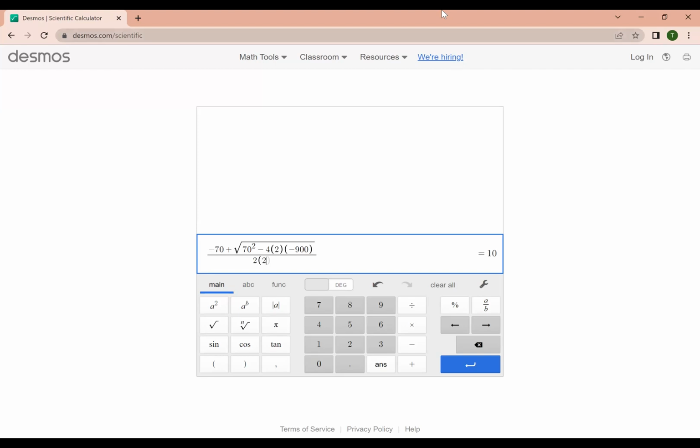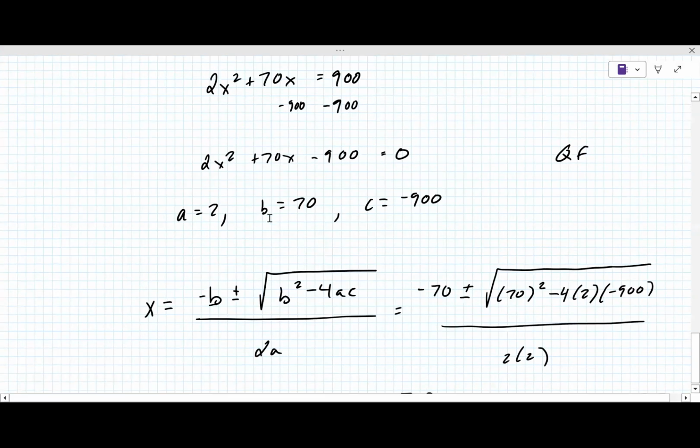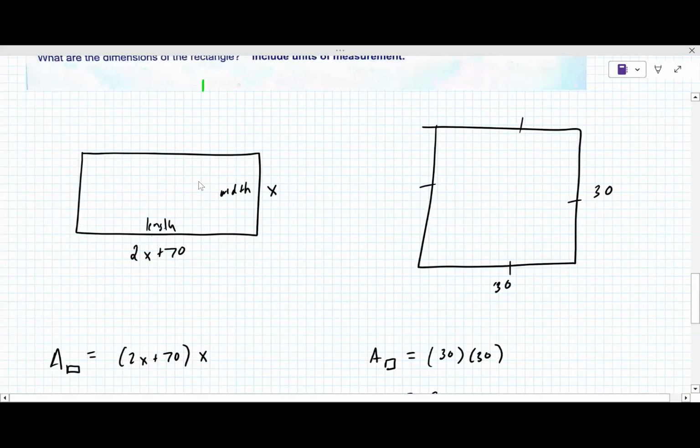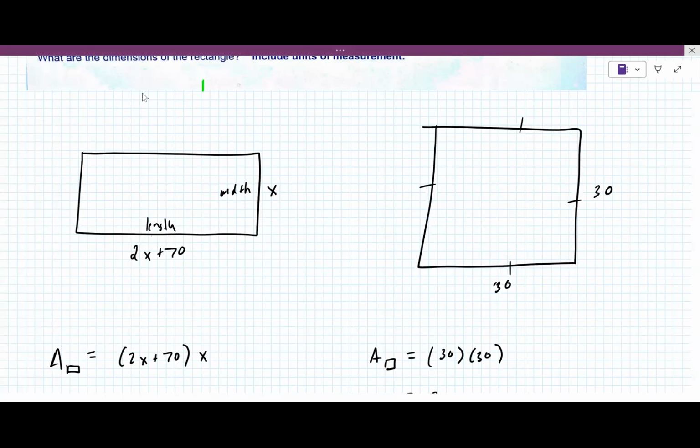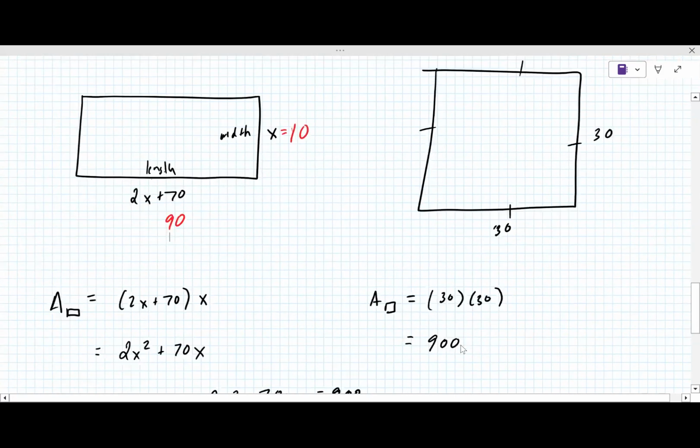Okay, let's go back to the other screen. All right, so the correct answer is 10. Now let's make sure that makes sense physically in the problem. That means the width of this rectangle is 10. That's the X value. What is 2 times 10 plus 70? 2 times 10 is 20, plus 70 is 90. So is 10 times 90 equal to 900? Yes, it is. And we found the correct answer.